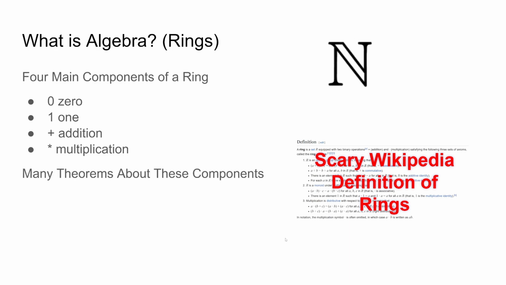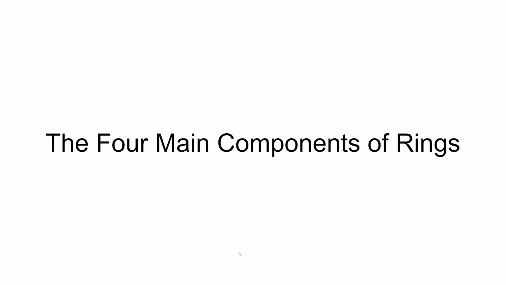And then there's also a whole bunch of theorems about these things that make it a ring. Some of these theorems can include commutativity properties, associativity properties, and distributive properties of these addition and multiplication. So now let's define the four main components of rings. First of all, we can start with the type 0.